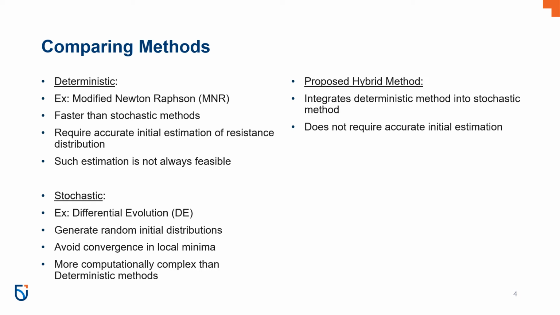Deterministic methods usually involve placing a specific input and getting an output that will be the same usually every time that you run it. An example of a deterministic method would be modified Newton-Raphson. It usually runs faster than stochastic methods.